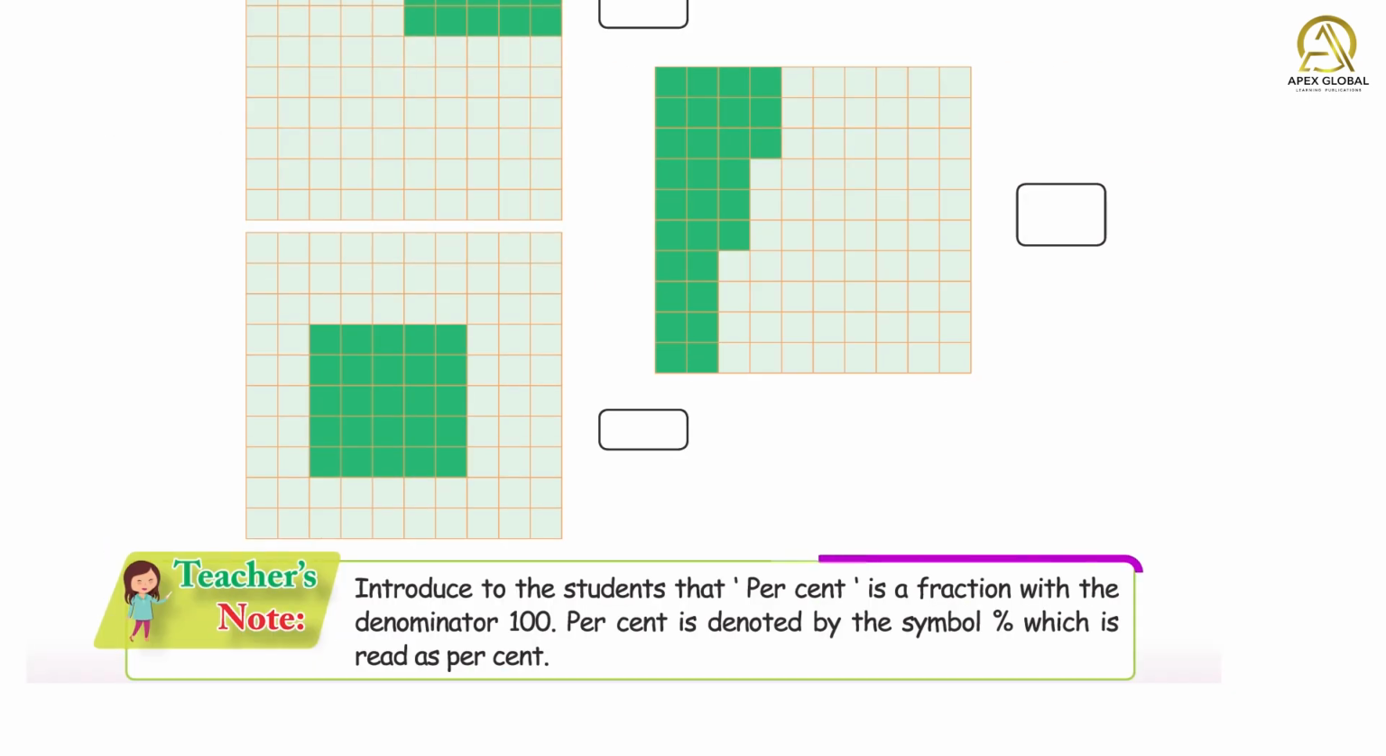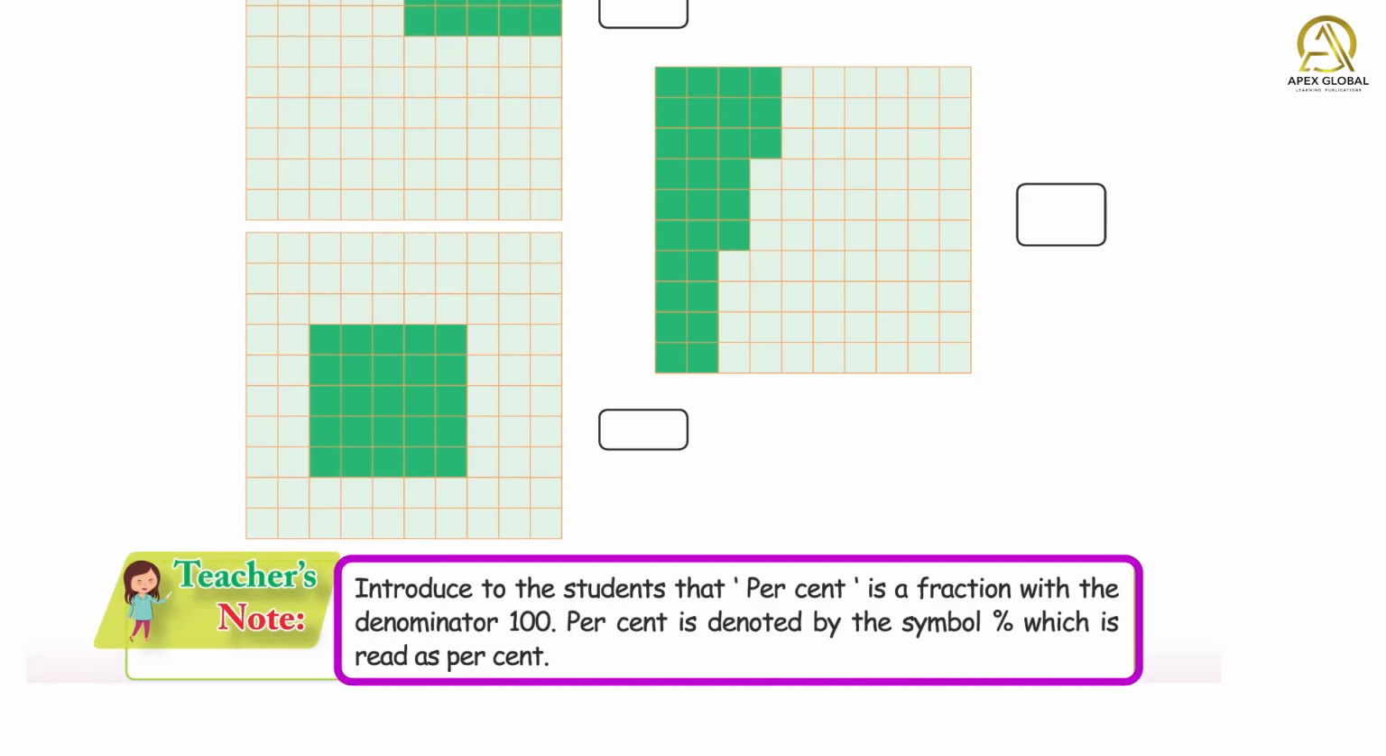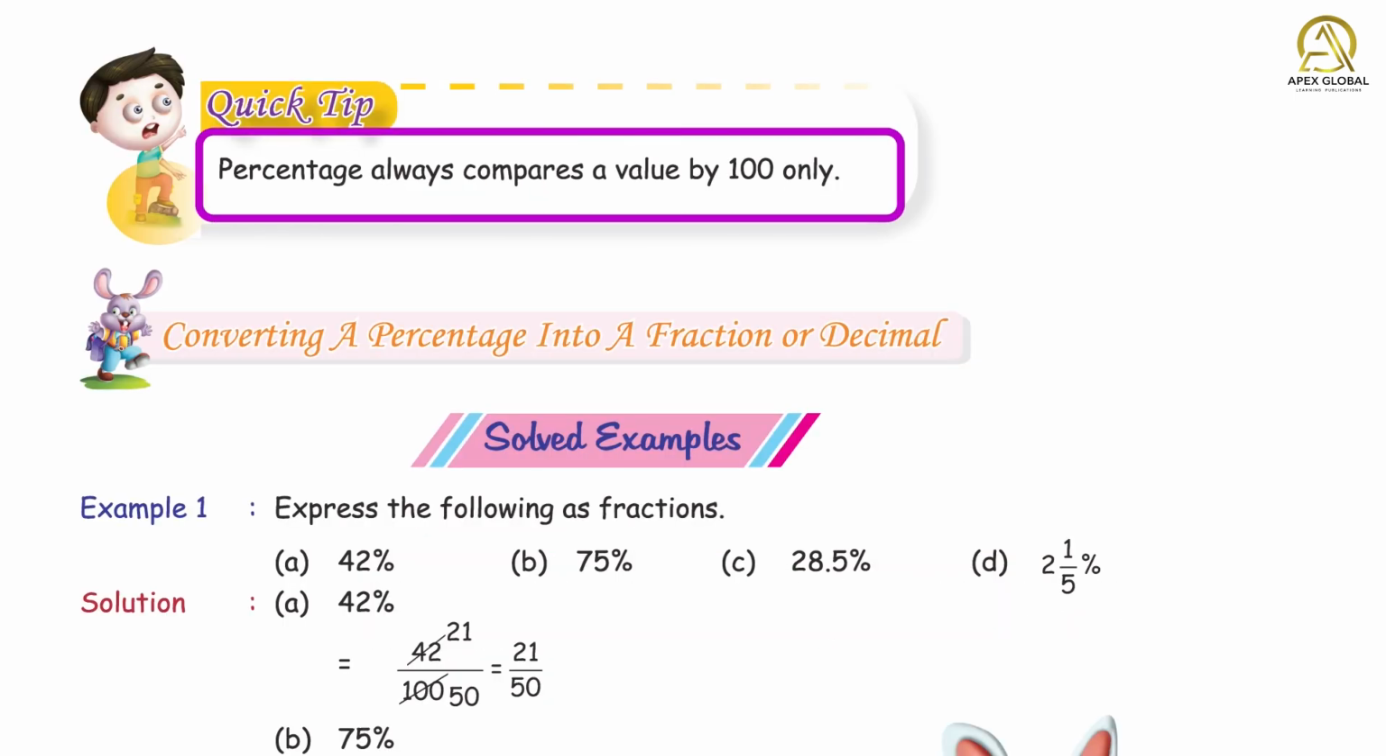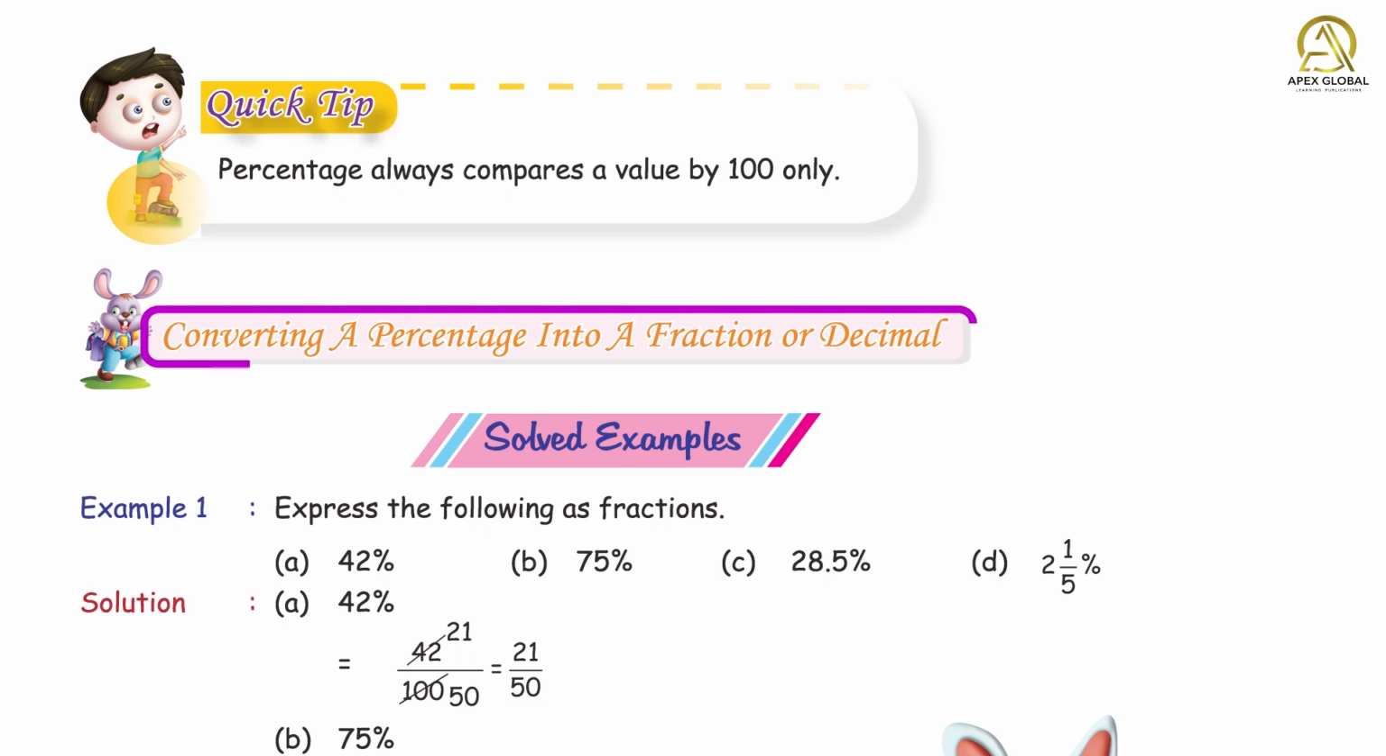Teacher's note: introduce to the students that percent is a fraction with the denominator 100. Percent is denoted by the symbol %, which is read as percent. Quick tip: percent always compares a value by 100 only. Converting a percent into a fraction or decimal.